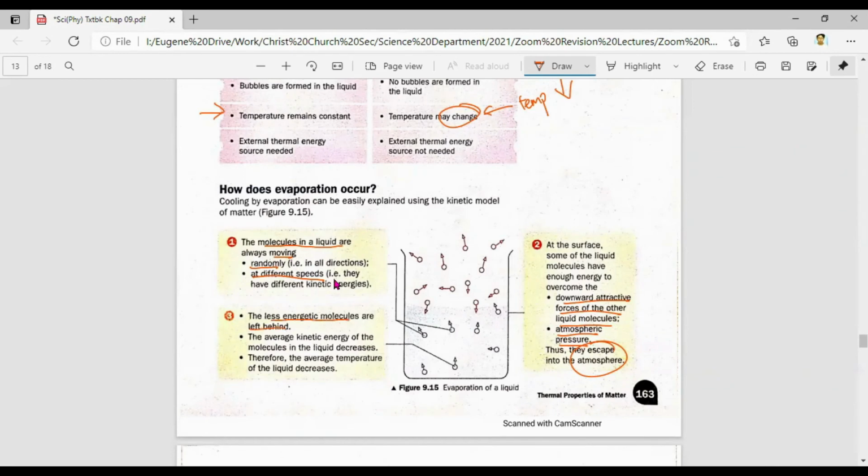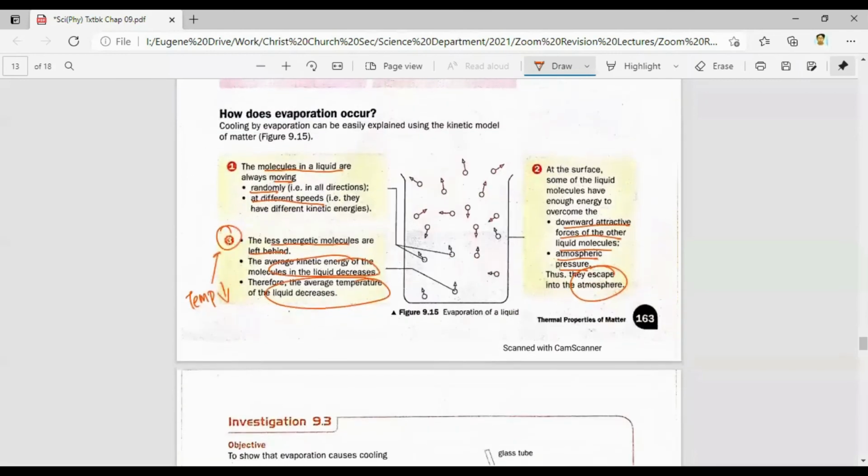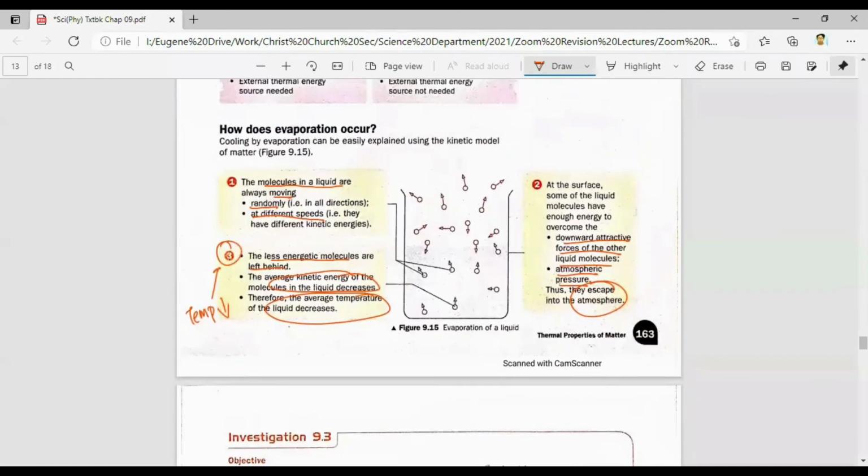What this means is that the average KE decreases, which means that the average temperature decreases. So this part 3 here tells you that, because the more energetic molecules have escaped, I'm left with the less energetic molecules. What this would also mean is that the temperature decreases. So evaporation actually causes cooling, which is the next part that we're going to see. So this 1, 2, 3 here, do take note.